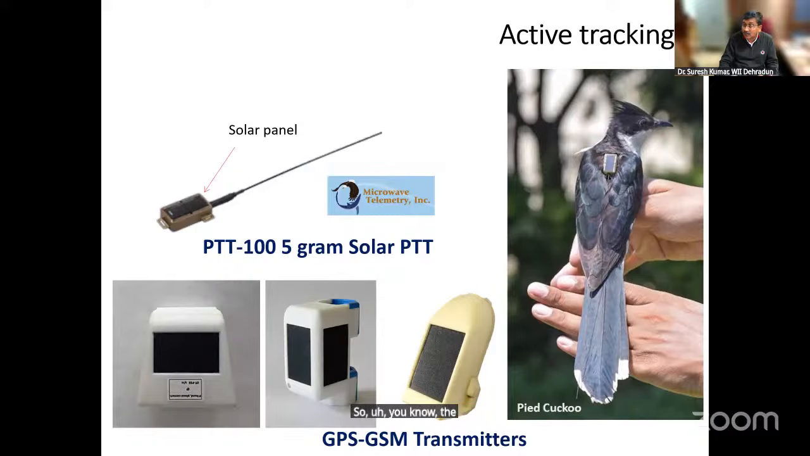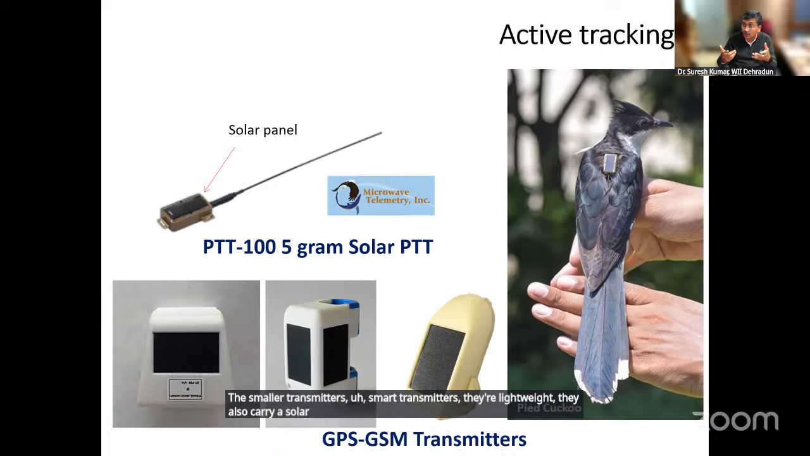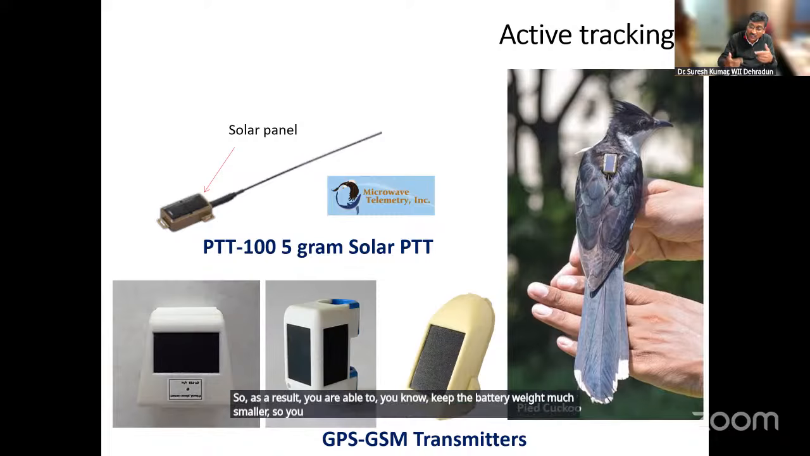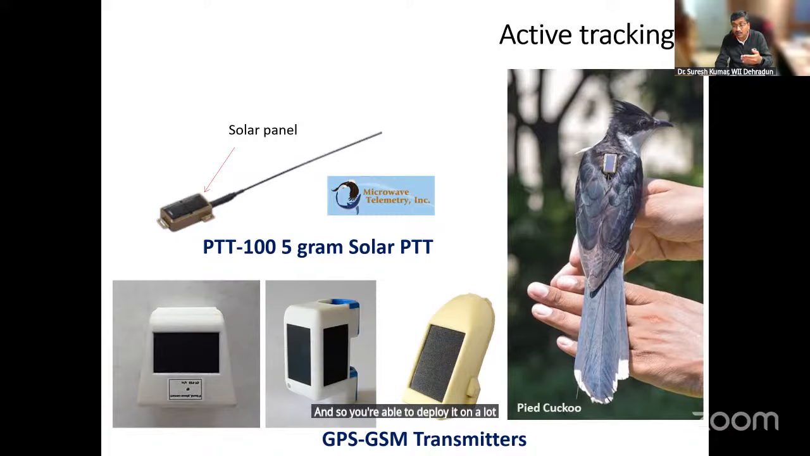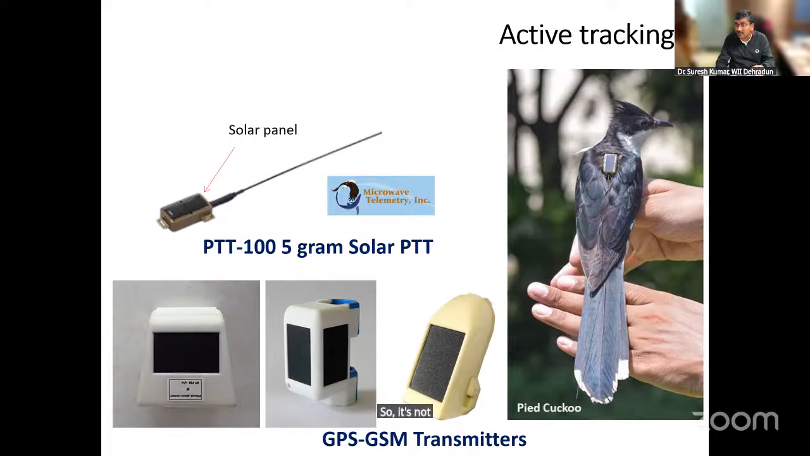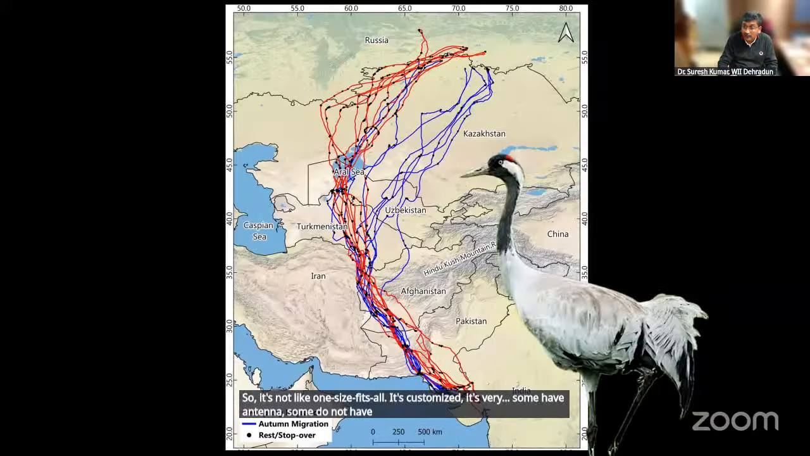The transmitters also vary in size and come in different shapes. The smaller, smart transmitters are lightweight. They also carry a solar panel, so as a result you're able to keep the battery weight much smaller, and keep charging them effectively. So you're able to deploy them on many more smaller birds, which is otherwise very prohibitive. It's not like one size fits all. It's customized. Some have antennas, some do not, and things like that.